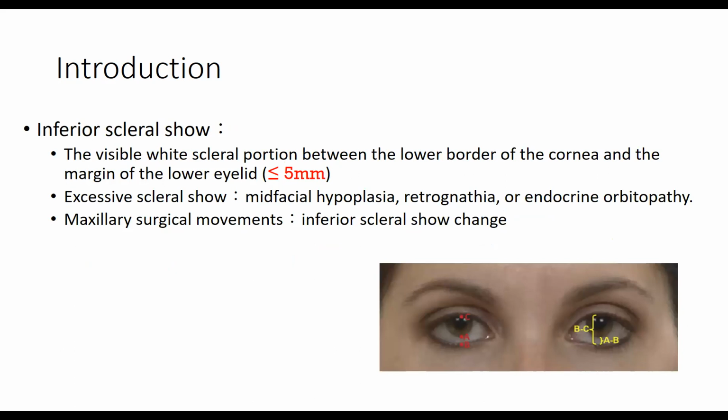And for the inferior scleral shell, it can be defined as the visible white scleral portion between the lower border of the cornea and the margin of the lower eyelid. Ideally, there should be no more than 0.5 millimeter of scleral shell on direct forward gaze. Excessive scleral shell is a characteristic orbital feature of patients with midfacial hypoplasia, retrognathia, or endocrine orbitopathy. Surgical movement can lead to a change in the position of the movable lower eyelids and subsequently a change in the extent of inferior scleral shell.